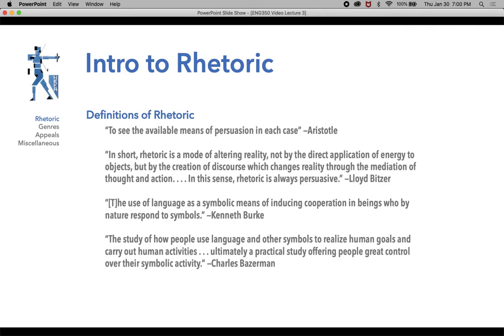Okay, my old advisor had a more practical view. My old PhD advisor, Charles Bazerman at UC Santa Barbara, he would offer this, that rhetoric is simply the study of how people use language and other symbols. By other symbols, he might be thinking images or mathematics, to realize human goals and to carry out human activities. That it's ultimately a practical study offering people great control over their symbolic activity. And that practical nature is what I hope that we're bringing to this class, that we're all trying to gain more conscious control over our own symbol use, and rhetoric offers a tool for doing so.